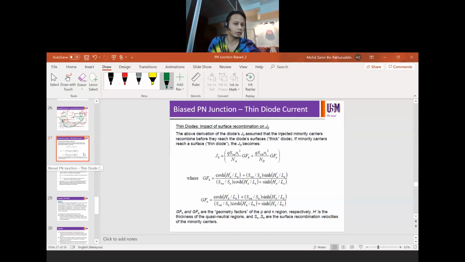All right, so all this while we have discussed, I think yesterday, right? Yesterday we've discussed about thick diode and thin diode, right? Just a brief explanation of thick diode and thin diode. So yeah, let's recall what is thick diode. What is thick diode? When do you have thick diode?